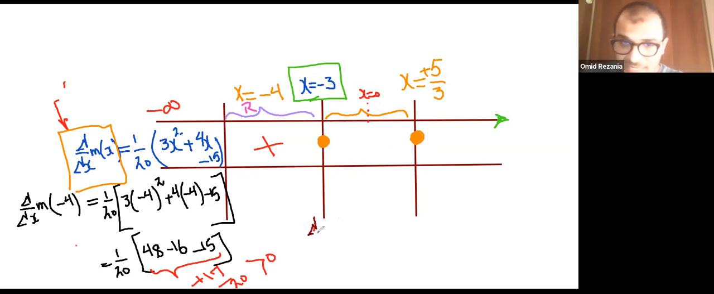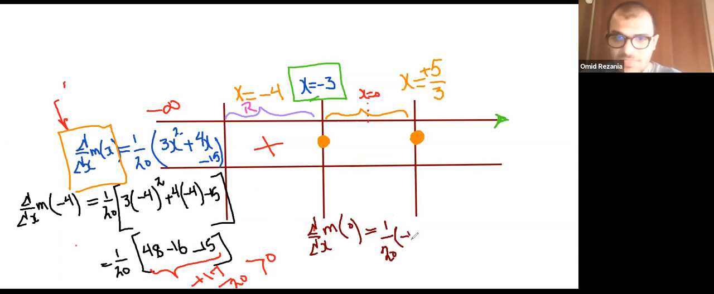I get d over dx of m, equal to 0. Then I plug 0 for whatever I have. Then I have 1 over 20 times 0 plus 0 minus 15. That's the negative number, correct? Then it means that as a result, this interval, which is between minus 3 and plus 5 over 3, gives me a negative number there.